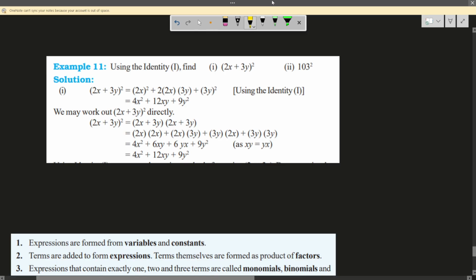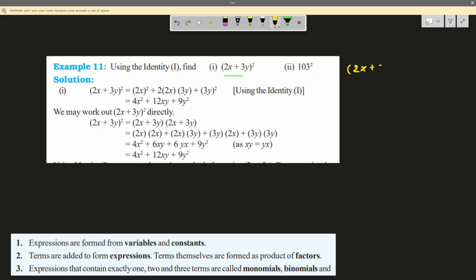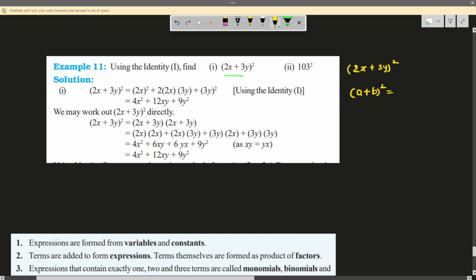Here we have the algebraic identity and application. I'll just go through this example because it's very simple. I don't want to waste your time. So 2x plus 3y whole square can be calculated with the help of a plus b whole square. And a plus b whole square is given by a square plus 2ab plus b square. See, how do we know which formula should be applied?